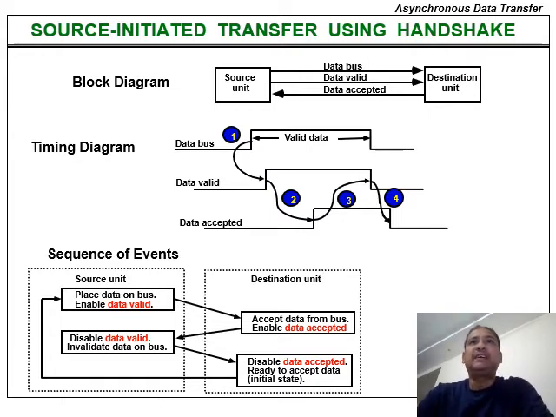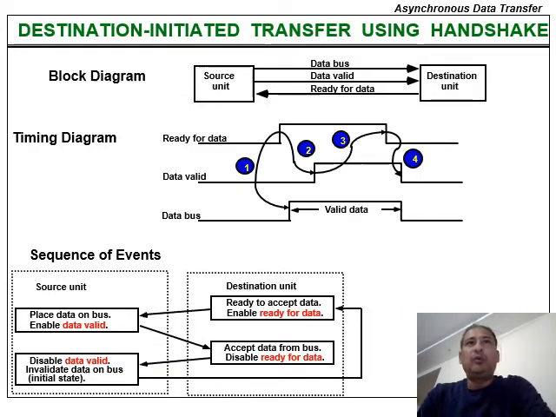So source initiated transfer using handshake is similar to your source initiated strobe, but with an additional acknowledgement signal coming from the destination unit to the source unit. If we talk about destination initiated transfer using handshake, again you see we have a source unit, we have a destination unit, we again have a data bus, we have a data valid signal, but now we have a different signal which is the ready for data signal.